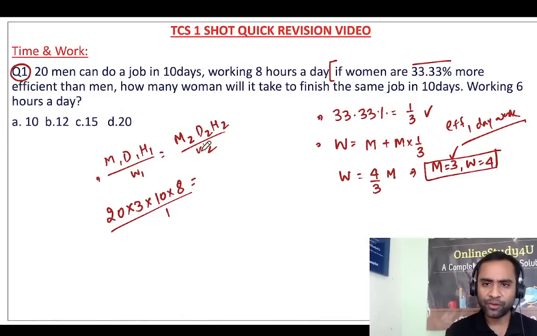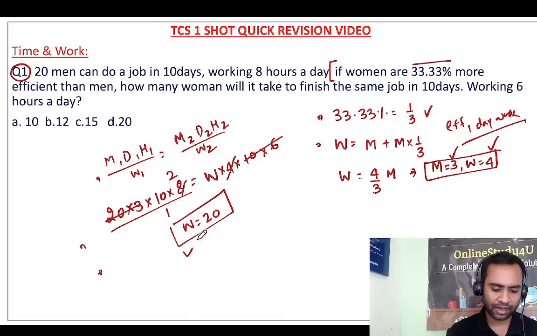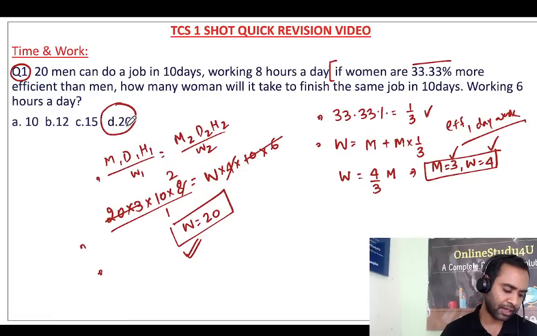Now, how many women will be required? We don't know. We have to calculate. One woman can complete 4 work in a day. Days, so 10 days they are taking. Hours 6. This is what you have to solve. So 6, 10, 6, 60, 60 cancel. 4, 2. So the woman which is required is 20, right? Then 20, and here the option D will be the correct answer.